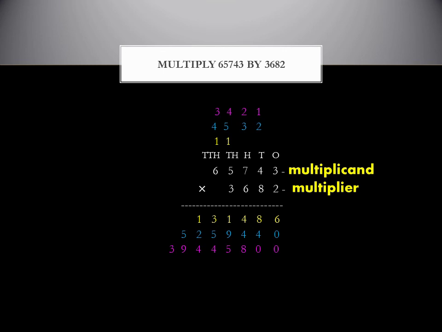3,94,45,800. Now the next step is to multiply by the thousands place of the multiplier, that is 3. Put 3 zeros in the next product and start multiplication. Multiply 65,743 by 3 and find out the number. So we got the next number, 19 crore 72 lakh 29,000.